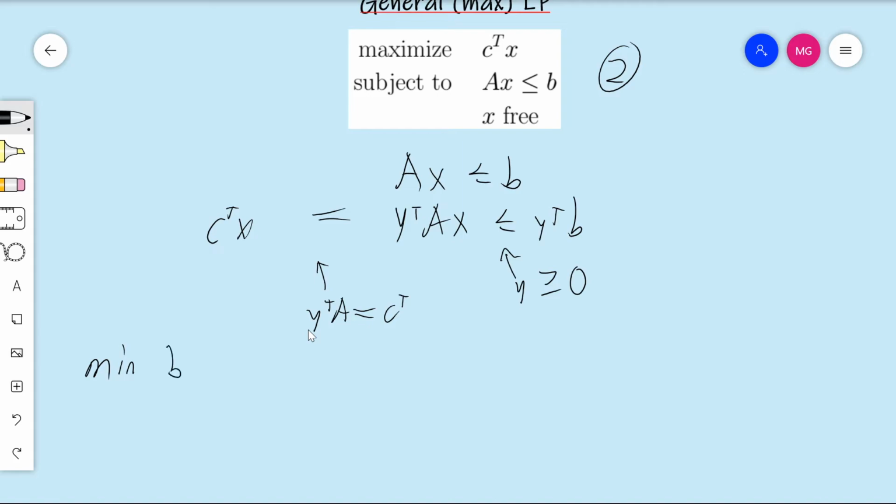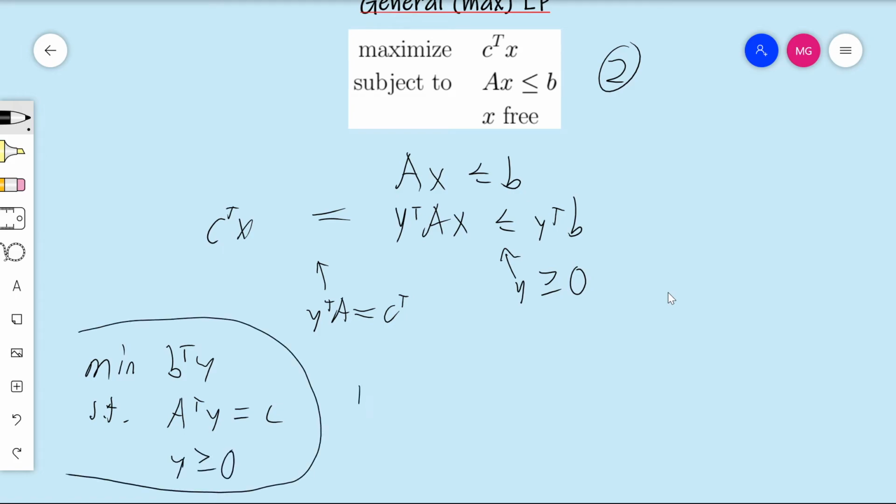So to encode this, we are minimizing b transpose y. So let's just take note of the fact that indeed y transpose b, or b transpose y, same thing, still is an upper bound on c transpose x. So we were able to make that work by imposing these two conditions. So this is bigger than this, which is the same as this in this case. Okay, so b transpose y is an upper bound, so we're minimizing that upper bound such that the constraints that we now impose are A transpose y equals c, and y is non-negative. So this is the dual of 2.